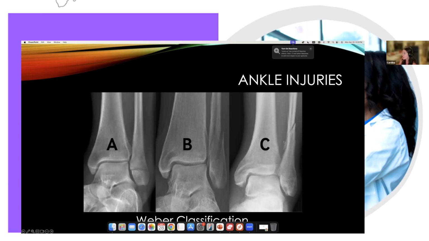And in the Weber type C, it is very apparent. It's very evident that there is disruption of the syndesmosis. Here we have again a spiral fracture of the distal fibula. There is disruption of the syndesmosis with widening of the syndesmosis and with loss of this congruence of the ankle mortise.